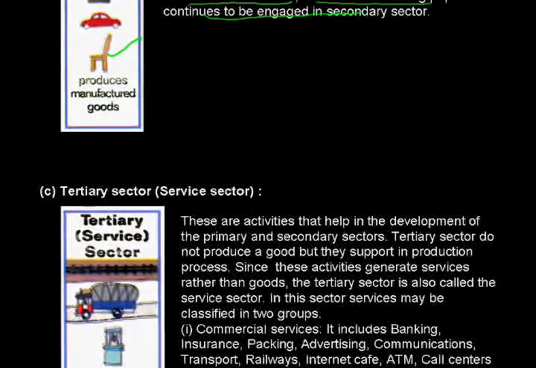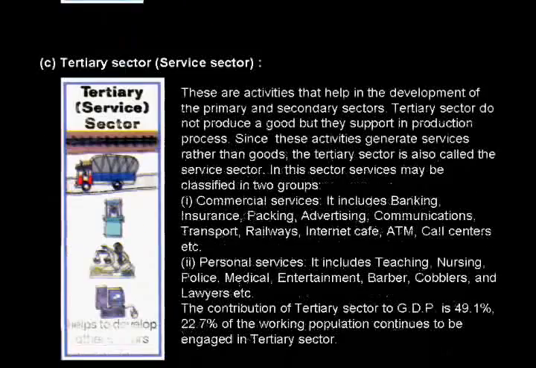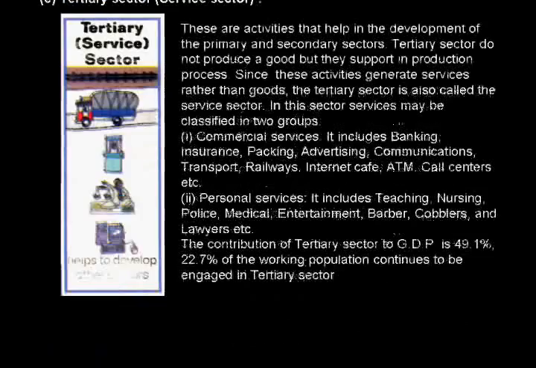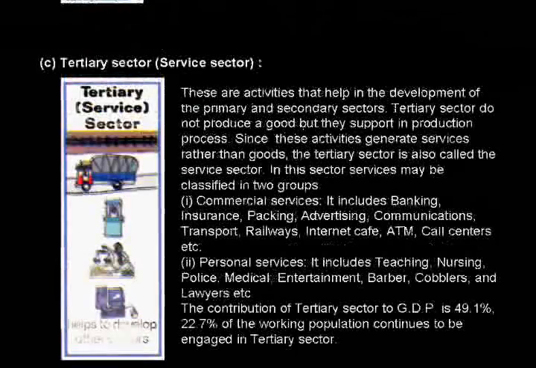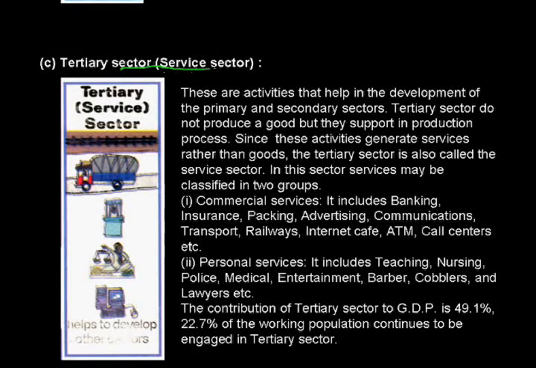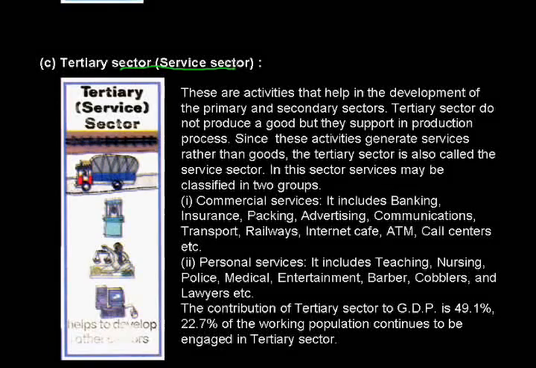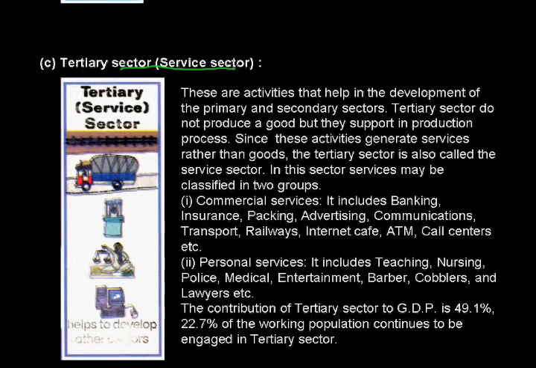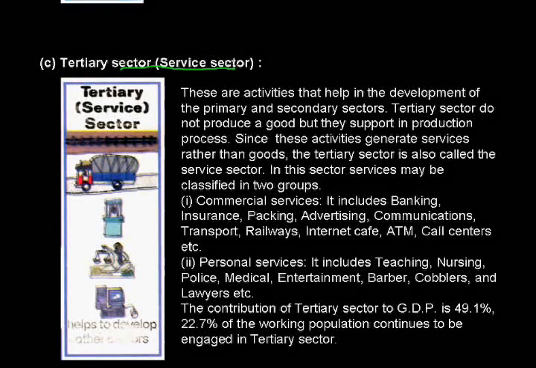If we move towards the next one, that is the tertiary sector. Education is a part of the tertiary sector. If I take a very simple definition, generally I use this definition in my class, I say the tertiary sector is a sector where there is no production, even then you have to pay for the work.